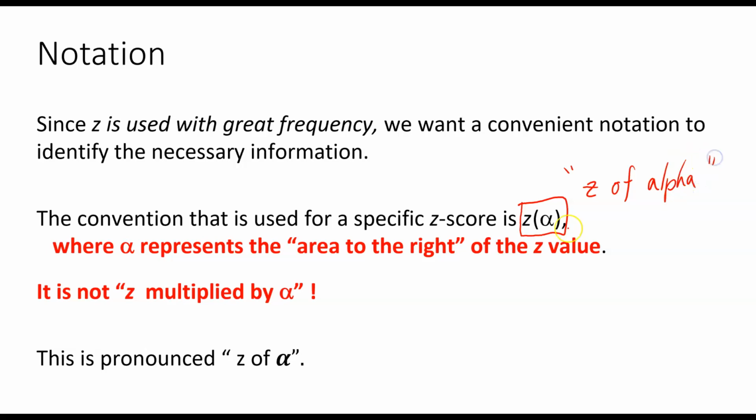It's not Z multiplied by a value. It is representing a particular Z, a Z that has alpha, which is an area under the curve, to its right.